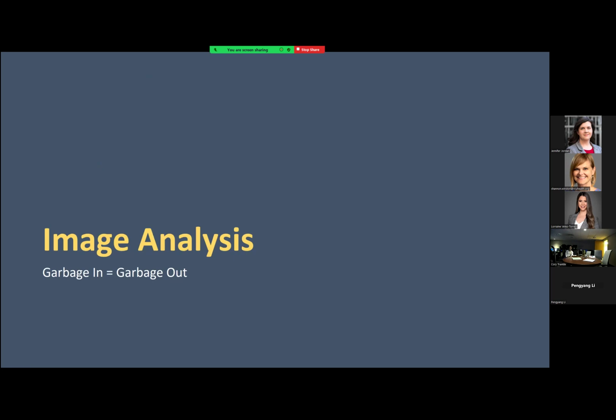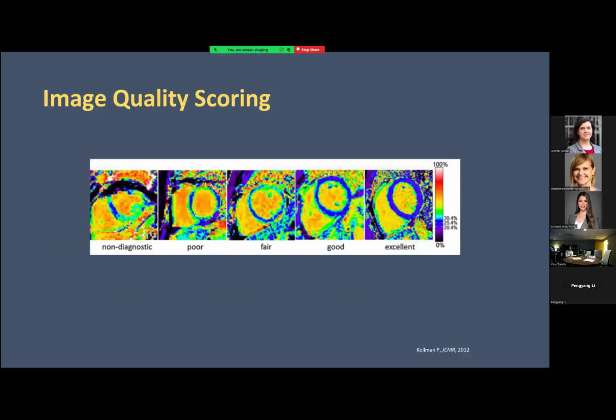And I can say this because I'm an engineer, garbage in equals garbage out. So once we've gotten the protocol set and it's straight at all the sites as best as possible, and we're acquiring the data really well, we still have a lot of work ahead of us in a core lab with our image analysis. Once the images get to the lab, we still have to do some image quality analysis before we take our measurements.